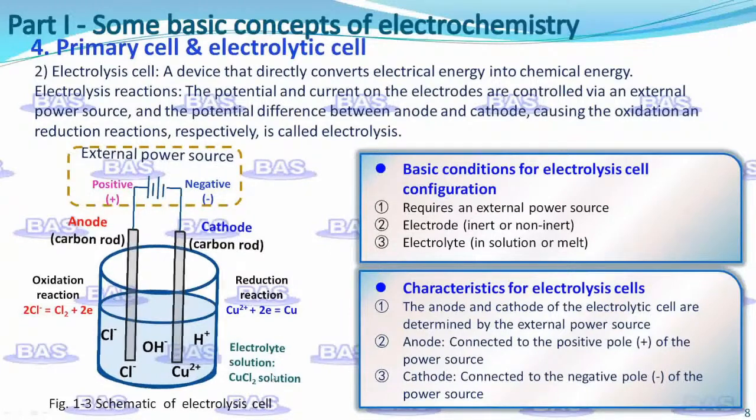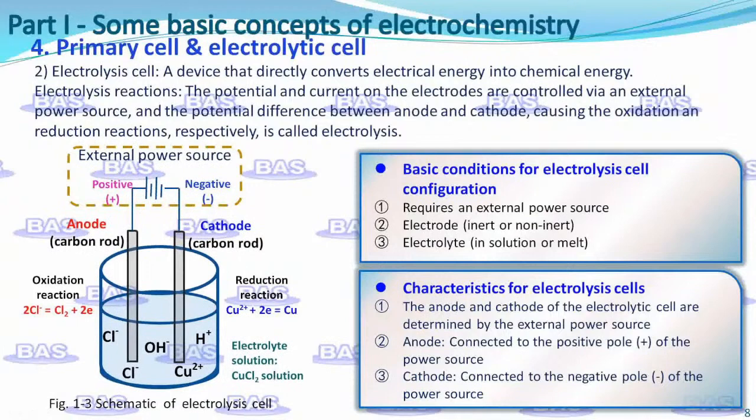Here is a schematic of the simplest electrolytic cell. Two carbon rods are immersed in the copper chloride solution, and the carbon rod on the left side is connected to the positive pole of the external power source to become the anode of the electrolytic cell, and the carbon rod on the right is connected to the negative pole of the external power source and becomes the cathode of the electrolytic cell.